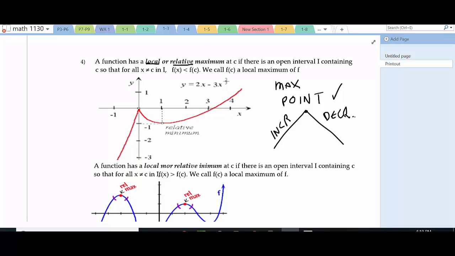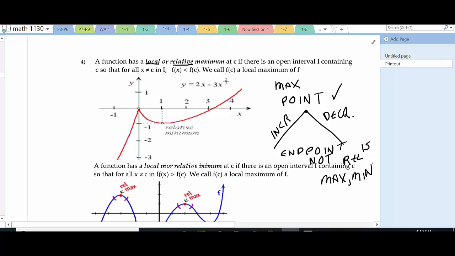It can't be an endpoint or anything, but you always have to have something happening on the left and right. One thing I'd recommend you write down is that an endpoint of a graph is not a relative max or min. It can be what we call an absolute max or min, but not relative, because there has to be something going on to the left and right. Does that make any sense to you? Okay, yeah. So what did you mean by 0, 0 is not a point?